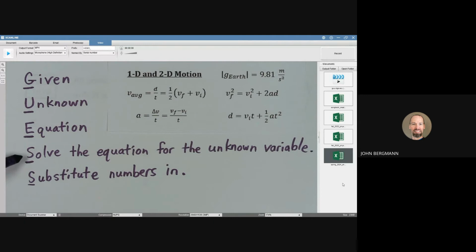The first S in the acronym GUESS stands for solve the equation for the unknown variable. Whatever variable we're looking for, we need to algebraically manipulate the equation such that that variable is the only one on the left side of the equation. And only last do we substitute numbers in. Let's show you how this works.